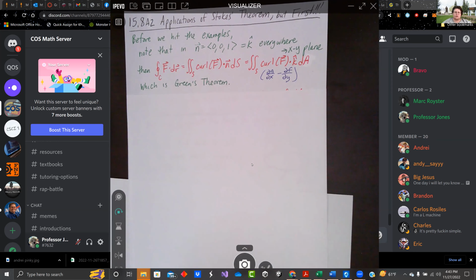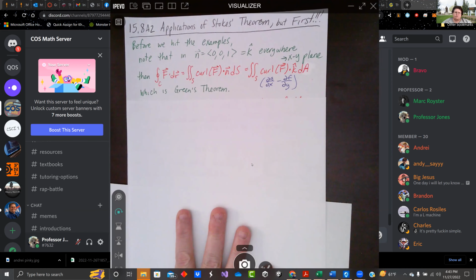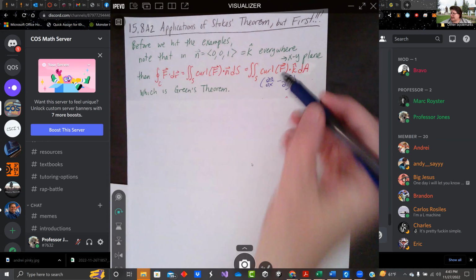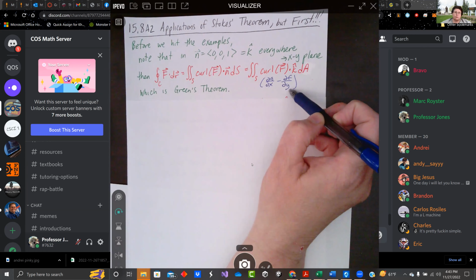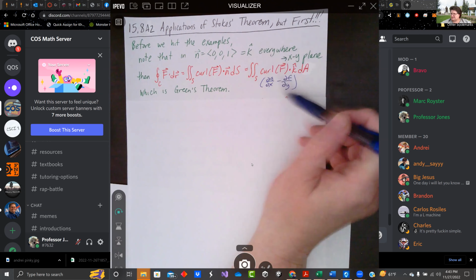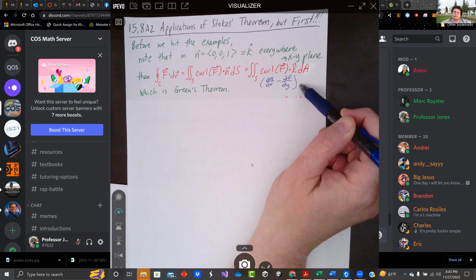Let's see how this equals Green's theorem. If our n hat, our normal vector, is 0, 0, 1, which is k, we're looking at the xy plane. Then the curl of F dotted with n is the curl of F dotted with k. And when you work that out, you get dG/dx minus dF/dy, which is Green's theorem. So that's how this simplifies down to Green's theorem.